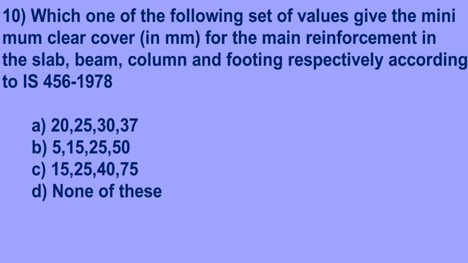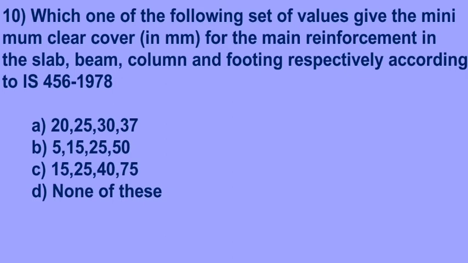Here the question is asking about the clear cover length of different structures, that is, for slabs, beams, columns and footings. Here we know that for slabs, as per the IS code, we are using a minimum cover of 15. So 15 to 20 covering length is given for slabs. And for beams, the cover block used is 25. 25 to 30 is the range of covering length for beams.